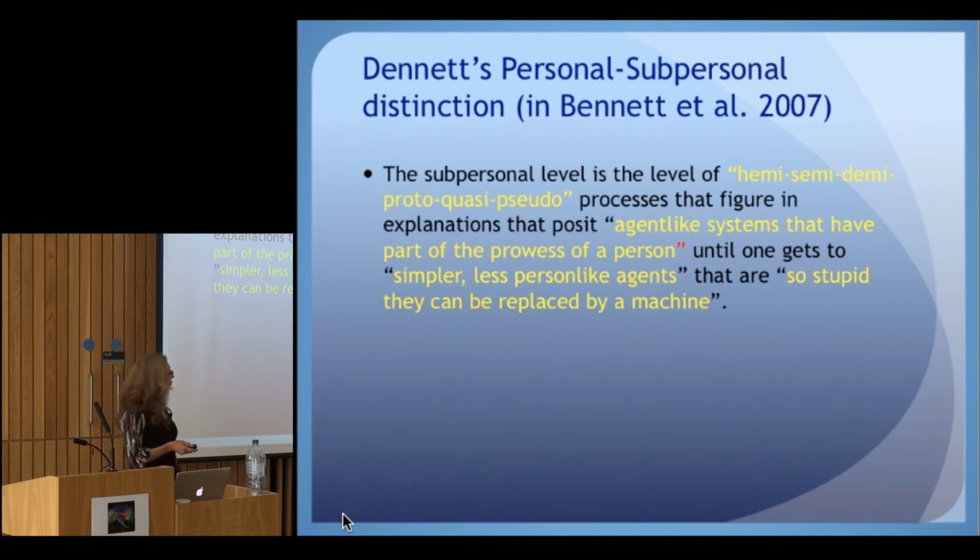Okay, and this is also related to Dennett's personal-subpersonal distinction, where he's described this in a number of papers, but in a discussion that he has with Maxwell Bennett and Peter Hacker and John Searle in 2007, they're having a back and forth on neuroscience and subpersonal capacities. And here he describes the subpersonal level as the level of hemi, semi, demi, proto, quasi, pseudo processes that figure in explanations that posit agent-like systems that have part of the prowess of the person, right, until one gets to simpler, less person-like agents that are so stupid they can be replaced by a machine.